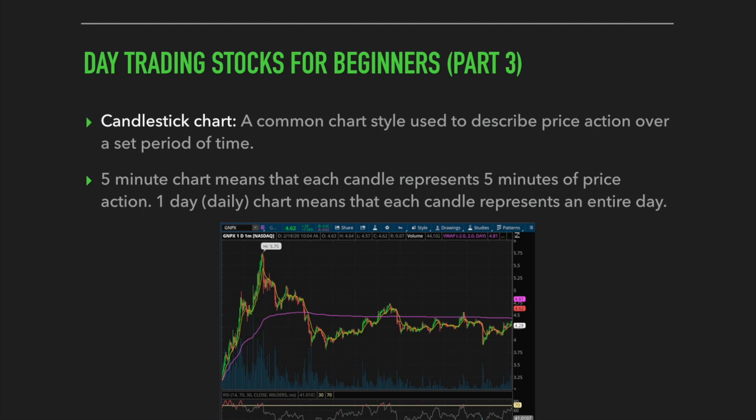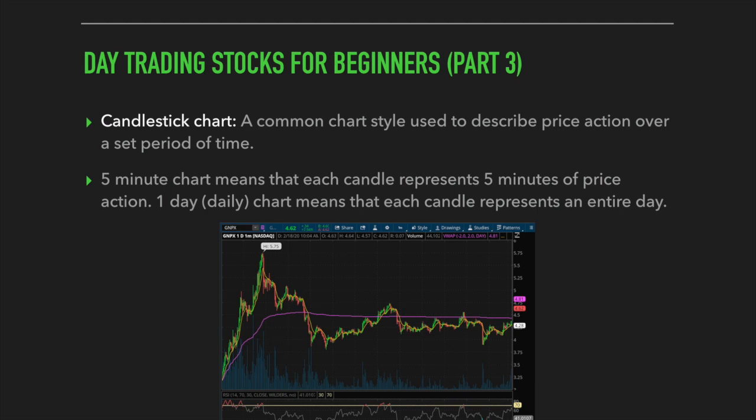So what makes up those chart patterns and makes up the charts themselves are what are known as candlesticks. And a candlestick chart is just a common chart style used to describe price action over a set period of time. So for example, you can have a 5-minute chart, and that means that each candle on the chart represents 5 minutes of price action. A 1-day or a daily chart means then that each candle is going to represent an entire day of price action.